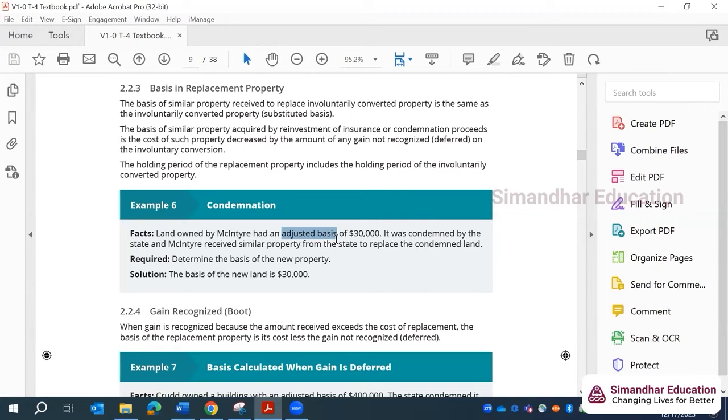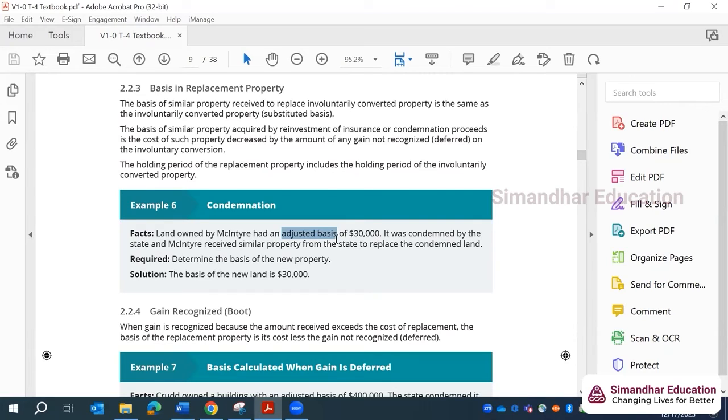It was condemned by the state and McIntyre received similar property from the state to replace the condemned land. Determine the basis of the new property. Now, here in this example, they have not given the value of the land that McIntyre is receiving because of the condemnation of the property that he owned. Let's say the similar property that he receives from the state has a fair market value of $50,000.